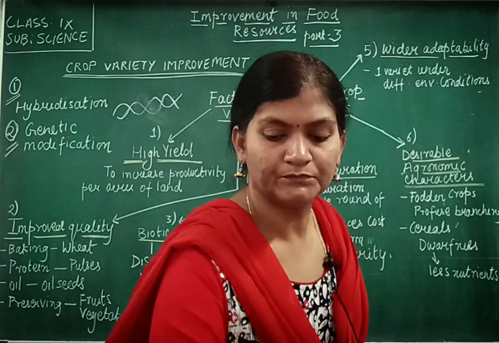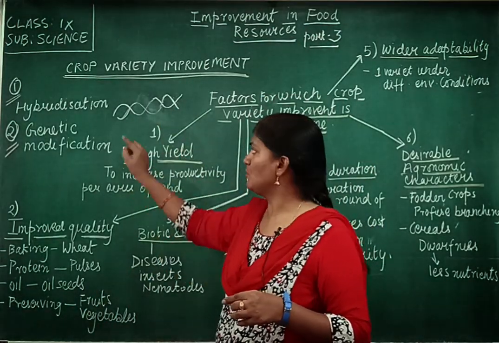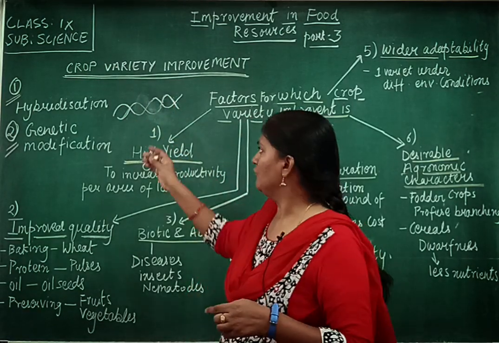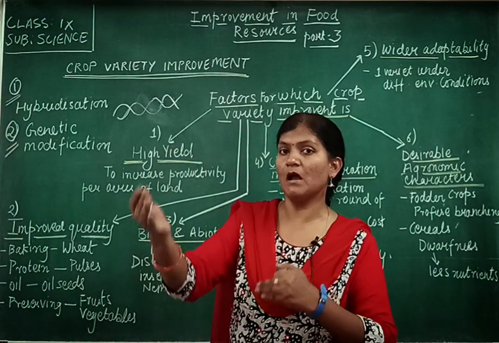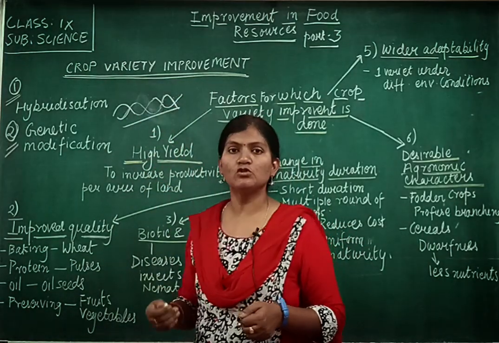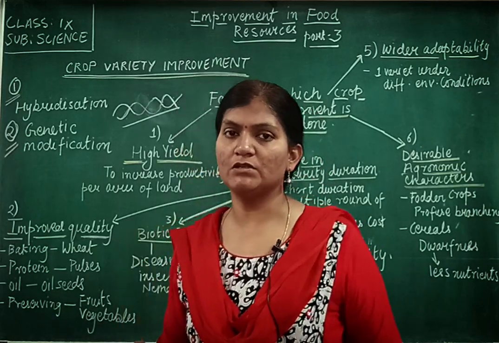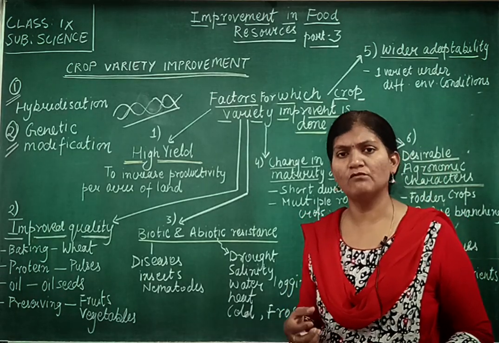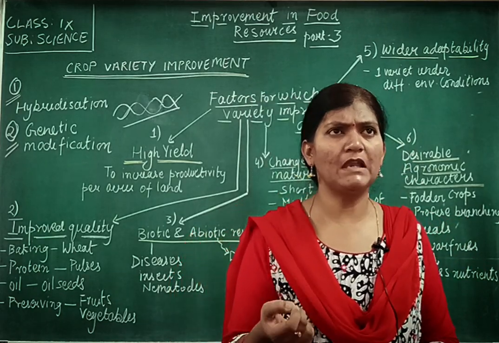For example, here I have drawn DNA, and suppose this is the original DNA, and we have cut the DNA and introduced the gene or DNA of some other plant here. Now this DNA is ready to be added to the new variety, and as a result the new plant which will be produced will have a new character. We'll understand this by a simple example.